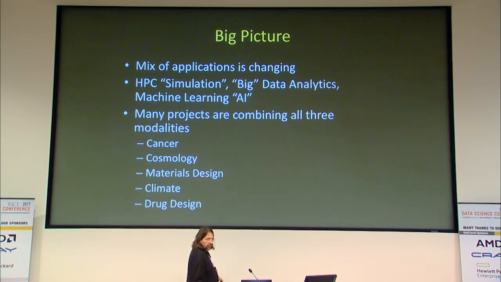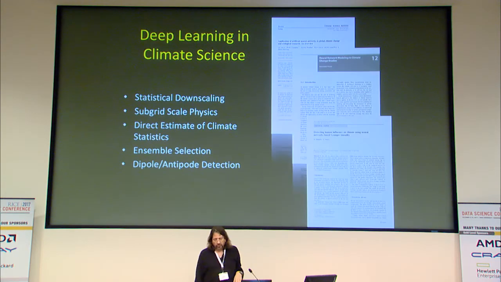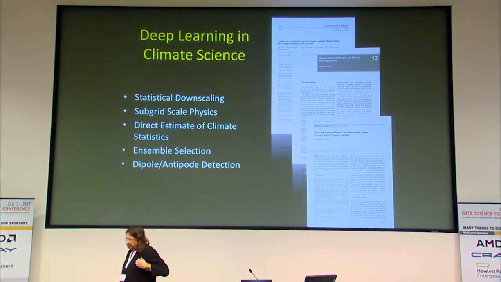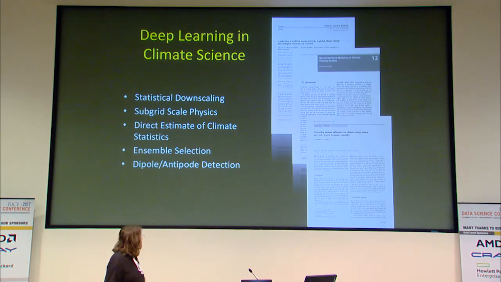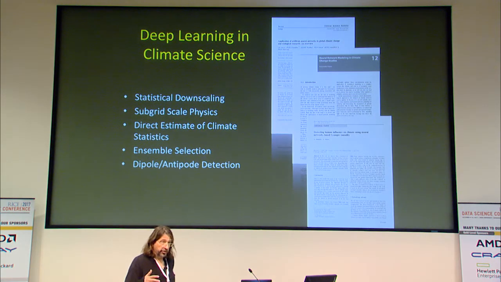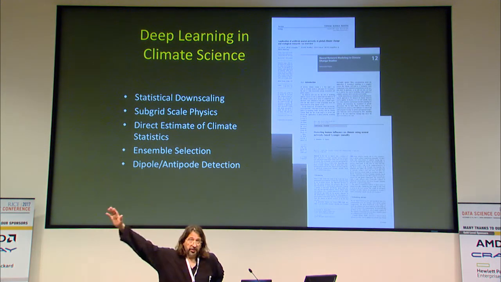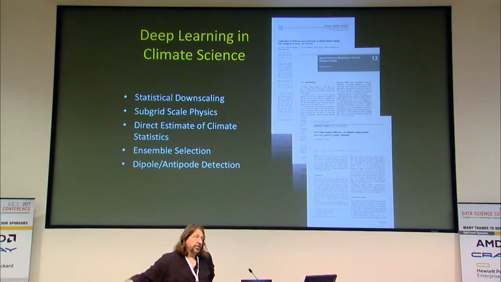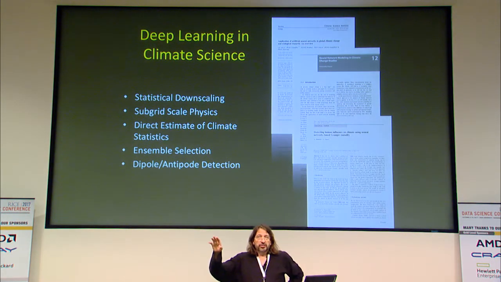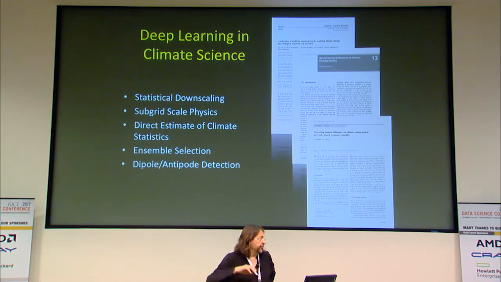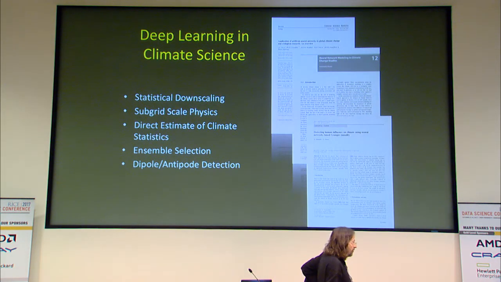I'll quickly walk you through a couple of examples here. In climate, machine learning is starting to take off. It's initially being used largely in things like statistical downscaling. What that means is you have a climate model that's simulating global climate at, say, 10-kilometer resolution, and yet you're interested in what's going to happen in congressional districts, which might have a finer resolution.